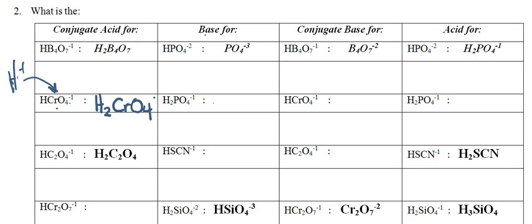It wants to know, what is the base for this? Okay, so what is the base for this acid? So if this is acting like an acid, it's going to donate a hydrogen. So we'll have one less hydrogen. So you should have HPO4, since it has a -1 charge and it lost a +1, it should be -2.